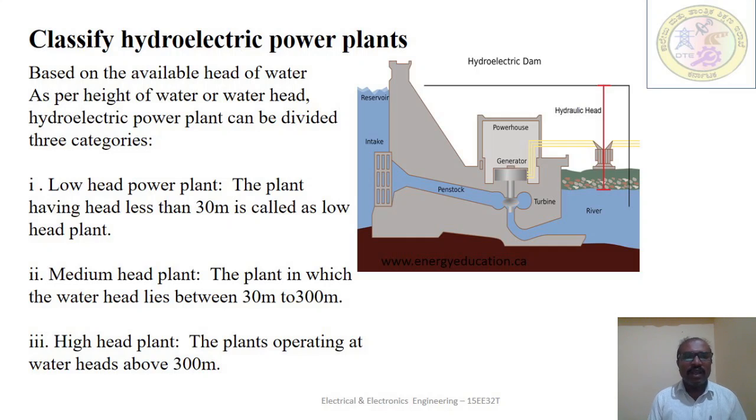First, low head power plant. A plant having a head of less than 30 meters is called a low head hydropower plant. Next one, medium head power plant. A plant in which the water head lies between 30 meters and 300 meters is called a medium head hydropower plant. Next is high head hydropower plant. If the available head is more than 300 meters, then it is called a high head hydropower plant.